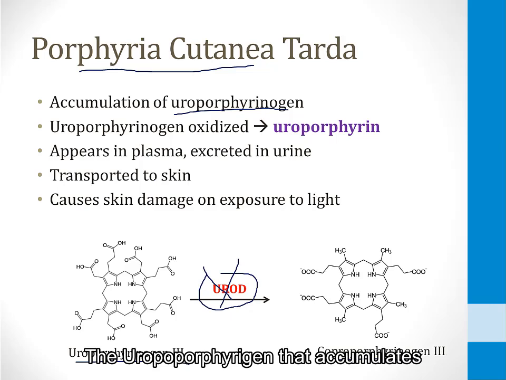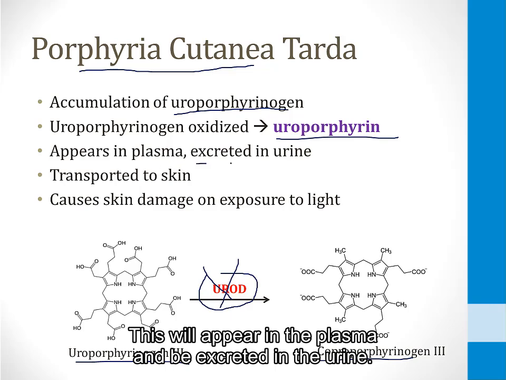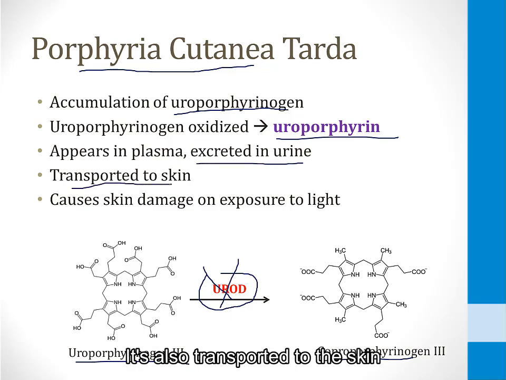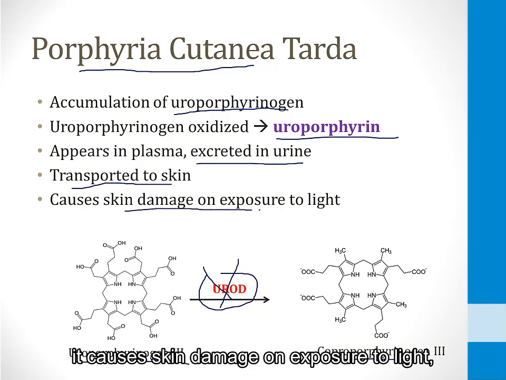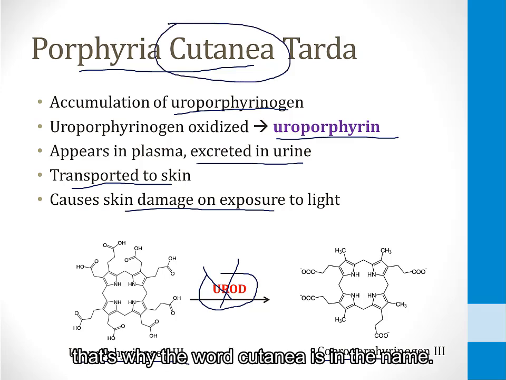The uroporphyrinogen that accumulates will be oxidized and become uroporphyrin. This will appear in the plasma and be excreted in the urine. It's also transported to the skin, and in the skin it causes skin damage on exposure to light, which is a major feature of this disorder. That's why the word cutanea is in the name.